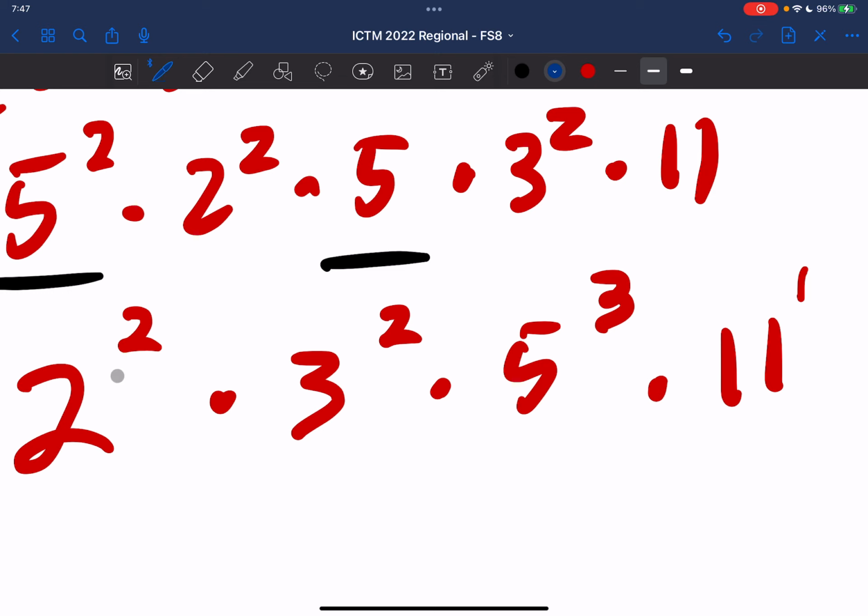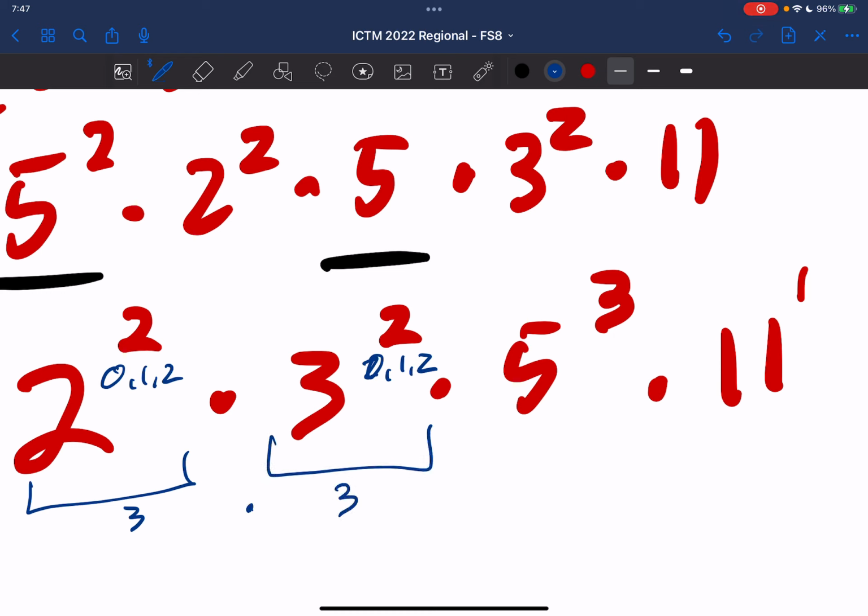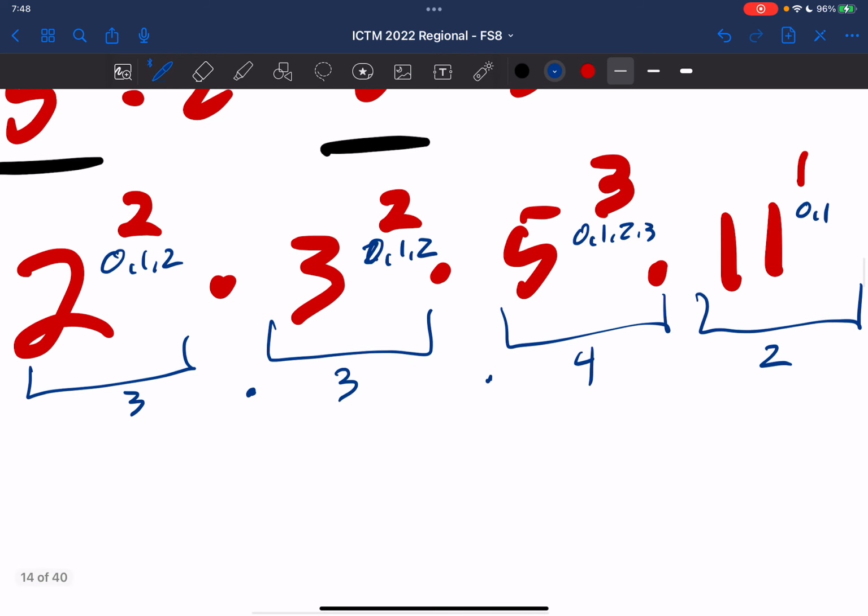Now over here, 2 could have a power of 0, 1, or 2. So that means just right here, there are 3 possible factors, just using the 2. But now we do the same thing with the 3. It could be to the power of 0, 1, or 2. So times 3 for that. With 5, it could be 0, 1, 2, or 3. So that means times 4. And with 11, it could be 0 or 1. So that means times 2.